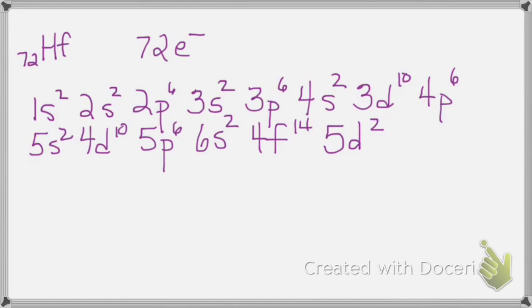Always a good idea to add up all the superscripts, as they should add up to 72, adding all the way through. We get 72 electrons. We know that it is indeed correct. If you're off by 14, that would be a big reminder that you forgot to drop to the F part of the table. All right, now let's draw the orbital diagram instead of the electron configuration.